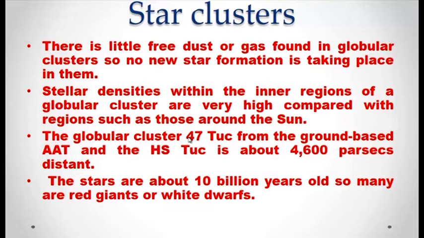A parsec is a distance unit used in astronomy to measure the distance of different objects. The globular cluster stars are about 10 billion years old. As we saw earlier, these stars are just younger than the universe, which I told you is 13.5 billion years old. So many are in the red giant phase or white dwarf phase. This is the thing about globular clusters of stars.